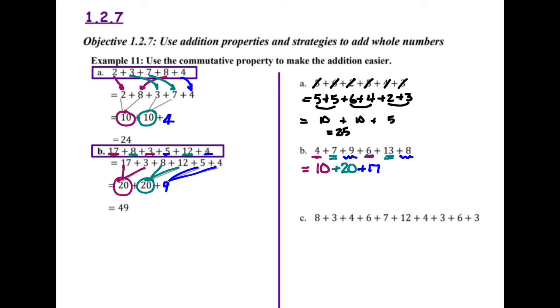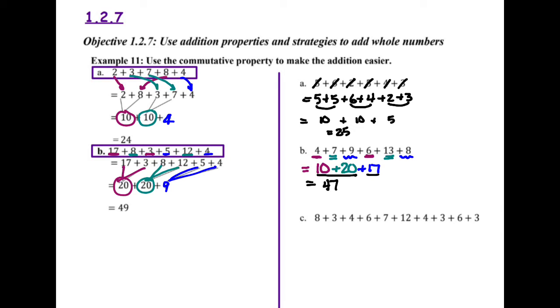Now I am adding those in a different order. I'm just not rewriting them in the order that I'm adding them. But now I can add the rest of those in my head pretty easily. So 10 plus 20 is 30, and 30 plus 17 is 47.